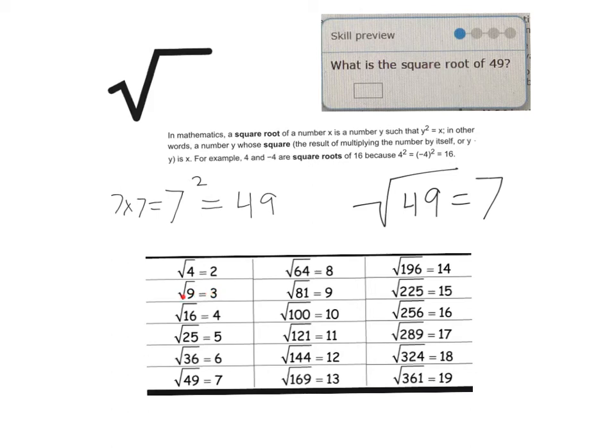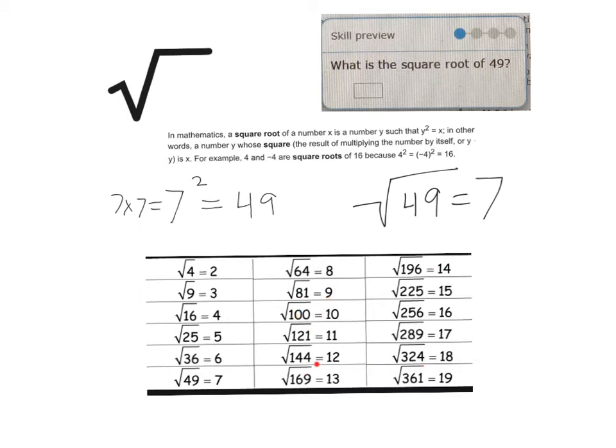3 times 3 is 9, therefore the square root of 9 is 3. 4 squared is 16, the square root of 16 is 4, and it goes on. We just talked about 7 squared is 49, therefore the square root of 49 is 7. The square root of 36 is 6. The square root of 64 is 8. The square root of 81 is 9. The square root of 100 is 10.